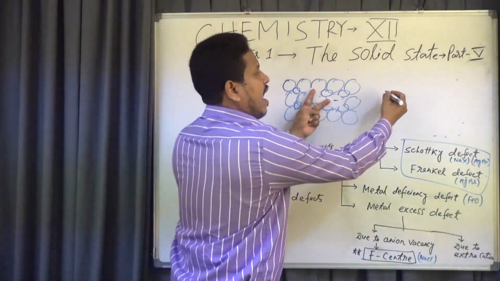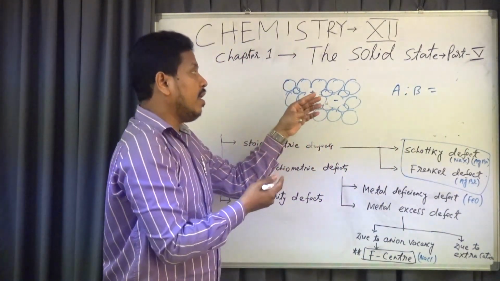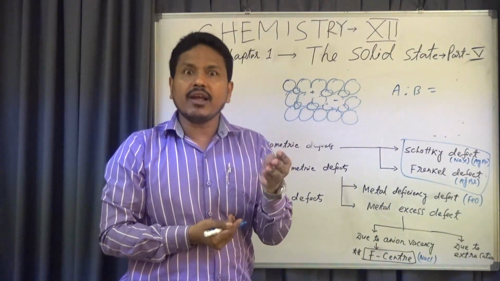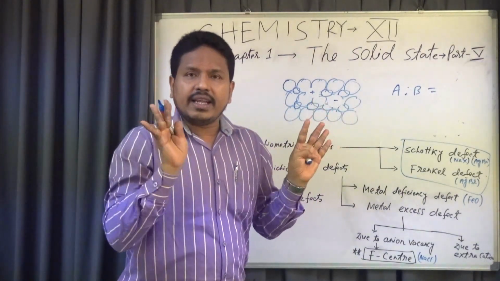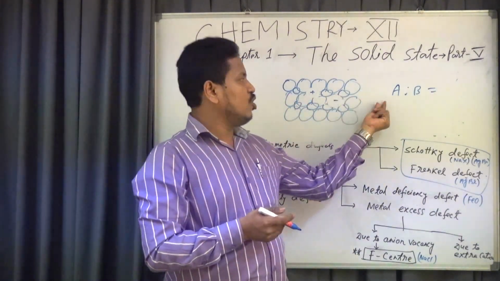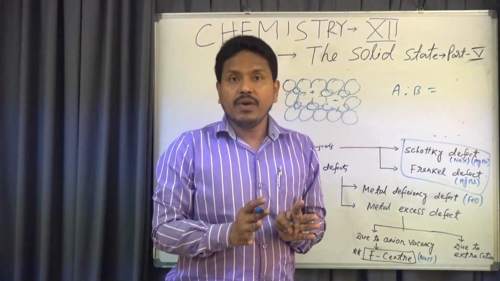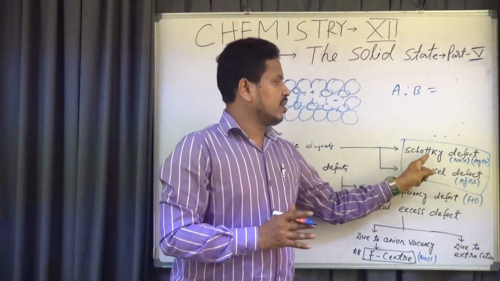So the ratio of the cation A to anion B remains the same. Equal number, let two cations, two anions, leaving the lattice. 3 cations, 3 anions. An equal number of cations and anions may leave the lattice. As a result, the stoichiometry, the ratio of the atoms, remains unchanged. This type of crystal defect, stoichiometry defect, is called Schottky defect.